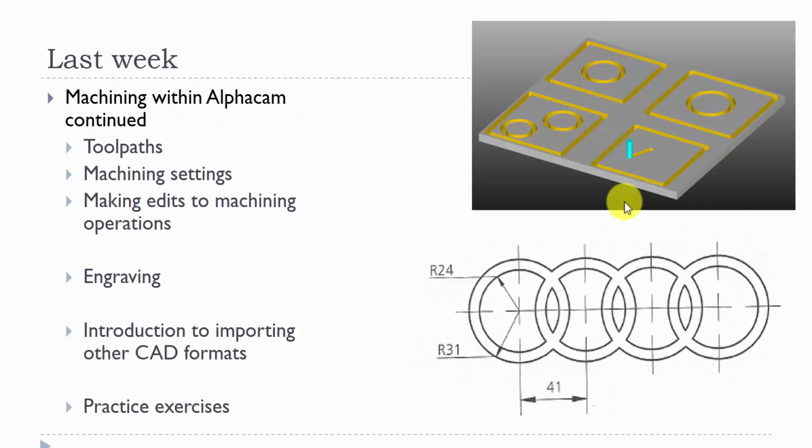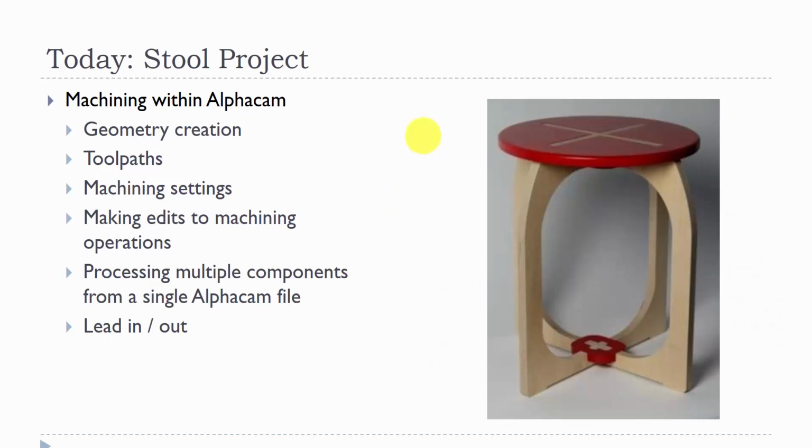Last week we continued our exploration of geometry and machining, we even did some engraving, and we made some edits to some machining and toolpaths. So after those practice exercises, we want to wrap a lot of what we've learned into a real life project. The project we're going to start work on today is this stool, and it's made of a single top. It's the red component you see there.